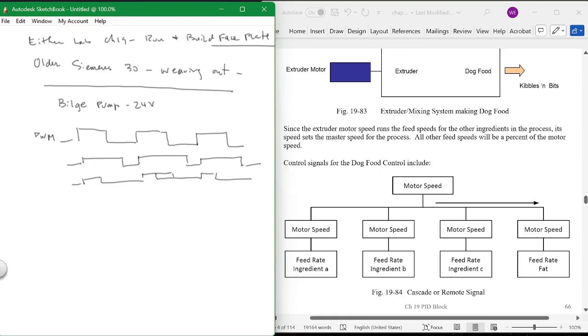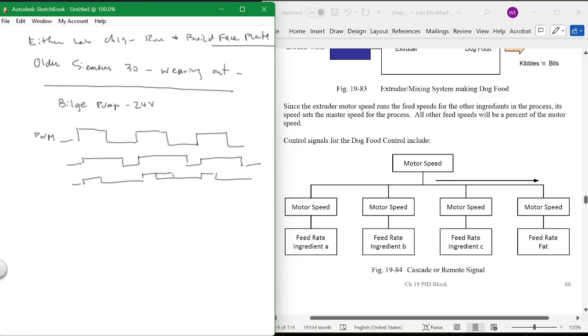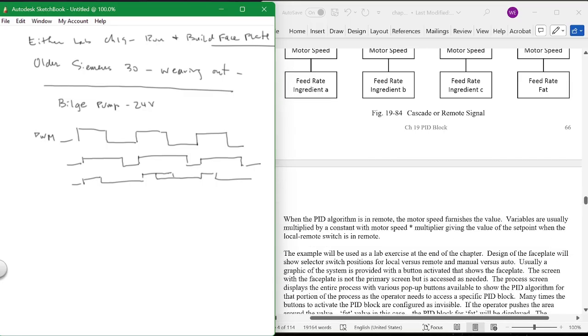So anyway, this is how most processes work. You have a master, and then the boss says, I want to make more today. You turn that puppy up, and everybody follows. If you want to make less today, we don't have as many orders, you turn the speed down, and you make less. This is the master, and everything follows. This is called cascade, or a follower system, or a cascaded system. That's how that's done. Okay?